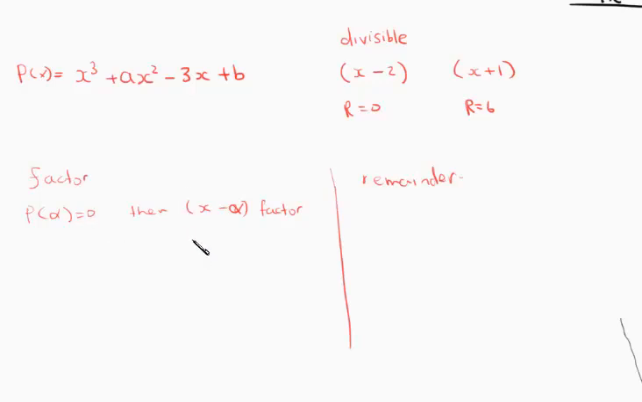Okay, so if x minus 2 is a factor, then what must be 0? P of 2 must be 0. Is that right? So I'm going to plug in 2 here, and that has to equal 0. If I plug in 2 here, that's 8. I'm going to put 2 here, that's 4a. And this is a 2 here, so it's minus 6 plus b. Because this is a factor, when I plug in 2, it has to equal 0.